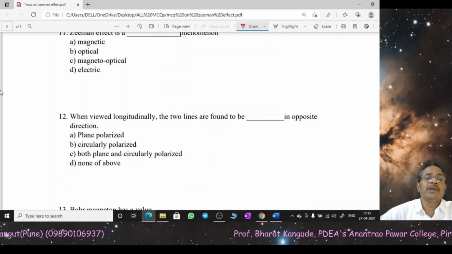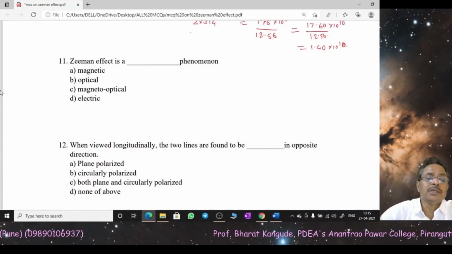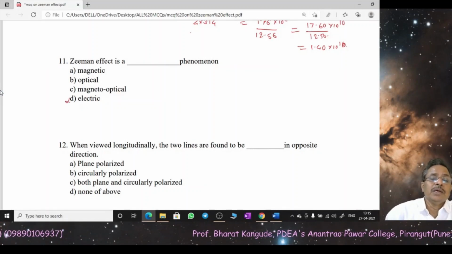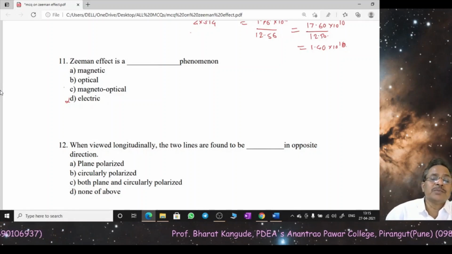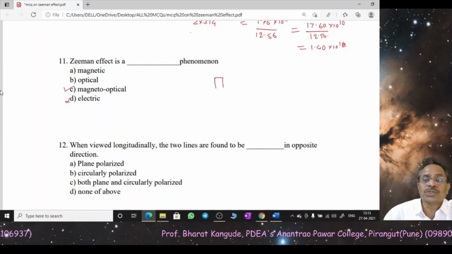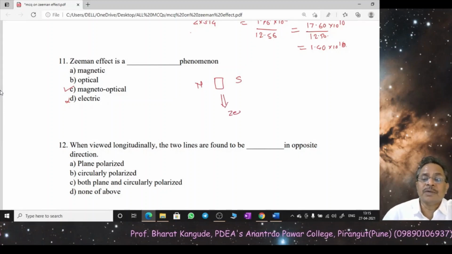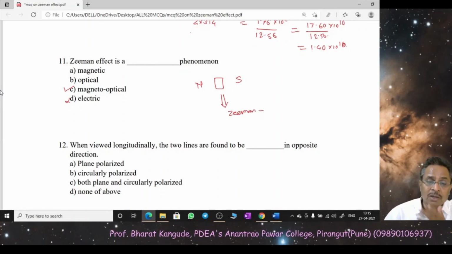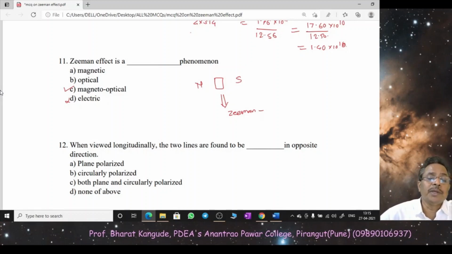Now question number 11, Zeeman effect is either magnetic, optical, magneto-optical or electric. So there is no question of this electric phenomenon. This is neither completely optical nor completely magnetic. So it is magneto-optical. We are putting this source in a magnetic field and thereby its spectrum is being observed, and this particular effect is called the Zeeman effect, and therefore it is a magneto-optical phenomenon. So neither optical nor completely magnetic, it is a combination of magnetic and optical, therefore it is a magneto-optical phenomenon.